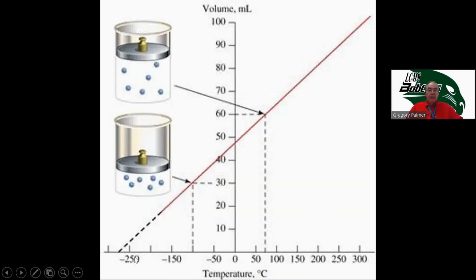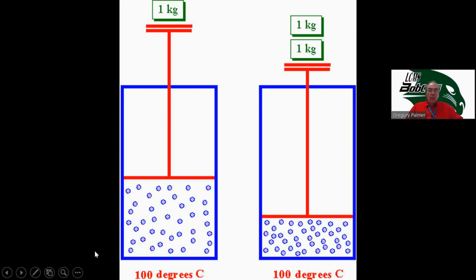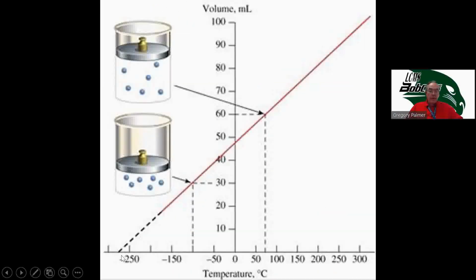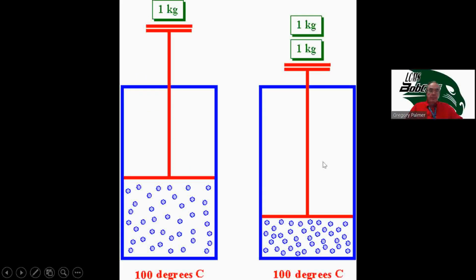This is a graph of Charles's law. It shows down here the volume would be 0 at a very cold temperature, and absolute 0 is negative 273. As we heat it, the gas is expanding. It shows we heat it at this temperature. It's got constant pressure because the weight isn't changing. The volume of the gas increases as the temperature goes up.